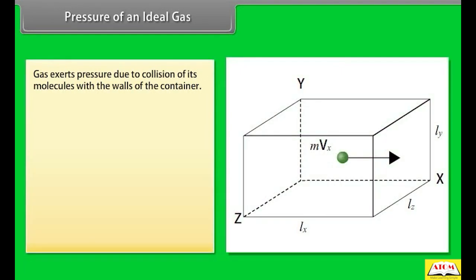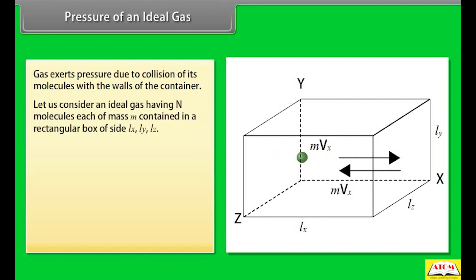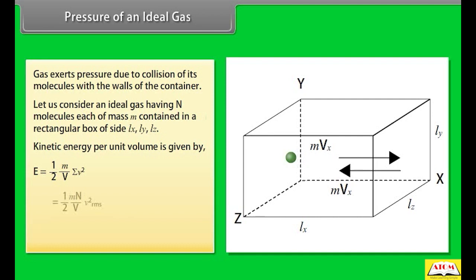Pressure of an ideal gas. Gas exerts pressure due to collision of its molecules with the walls of the container. Let us consider an ideal gas having n molecules, each of mass m, contained in a rectangular box of side Lx, Ly, Lz. Kinetic energy per unit volume is given by E is equal to half rho v RMS square.